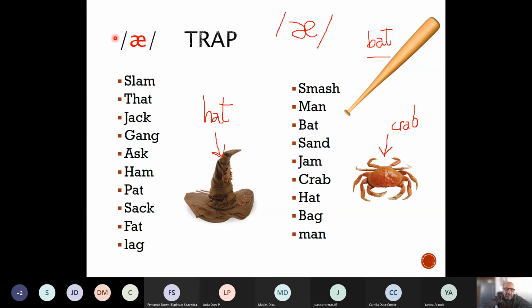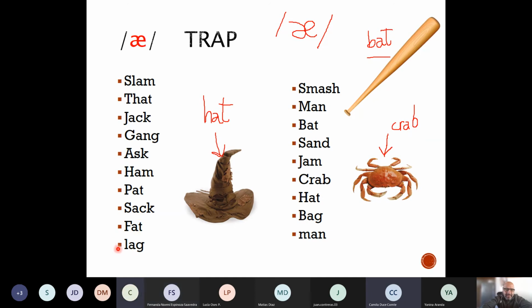So all of these words are pronounced with this sound. The sound is represented by this symbol, and we're going to call this symbol trap. You can find this sound in words like bat, crab, hat. Same thing here. If you can repeat after me, please: slam, that, Jack, gang, ask, ham, pat, sack.